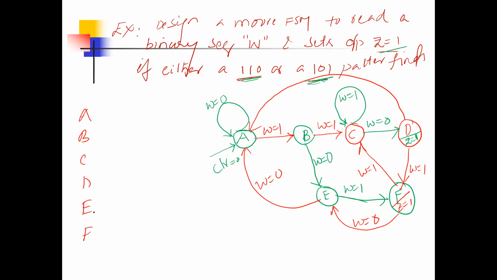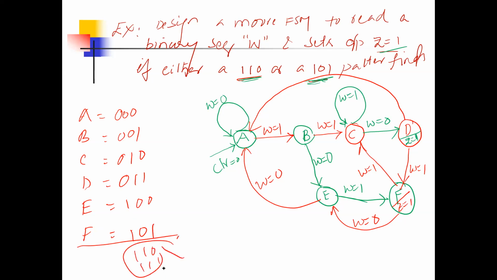So I have defined 6 states. A is all zeros. B is 0 0 1. C is 0 1 0. D is 0 1 1. E is 1 0 0. And F is 1 0 1. So only 6 combinations are used. Two more combinations remain, 1 1 0 and 1 1 1. These combinations we are not using.